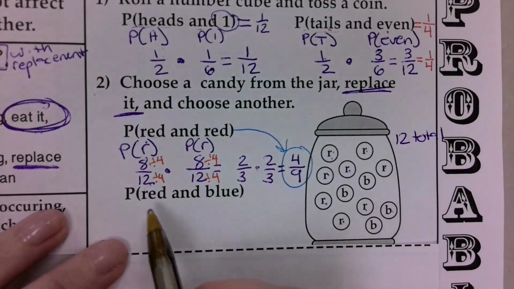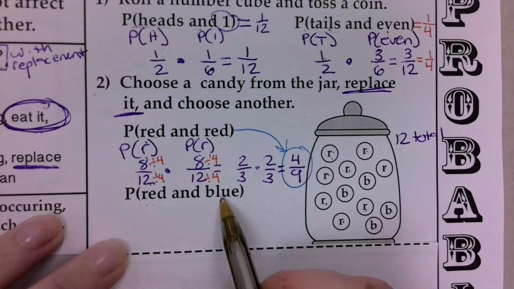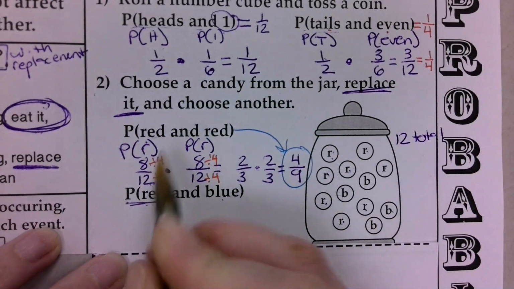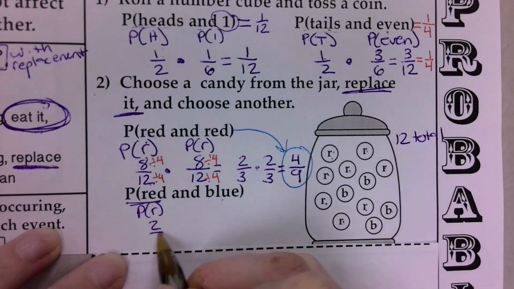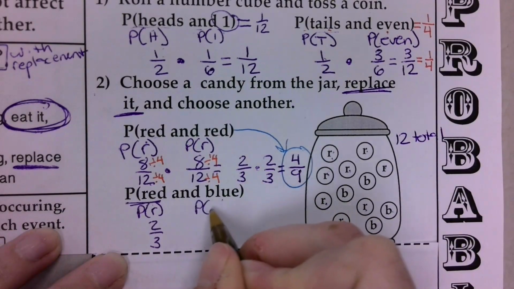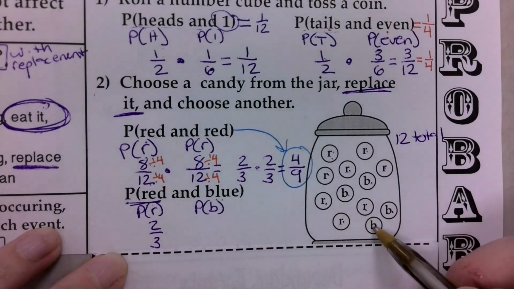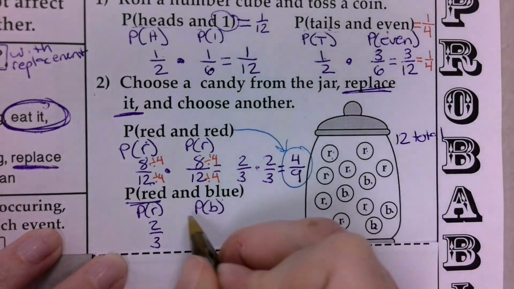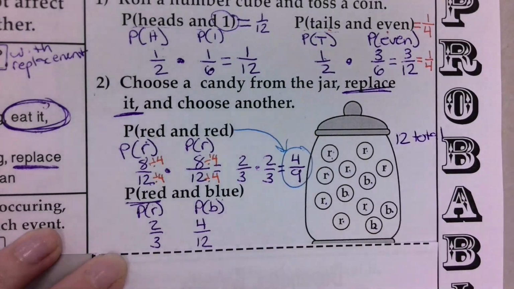Now they're asking what would be the probability of picking a red, putting it back in, and then picking a blue. We already know the probability of a red is 2/3 simplified, but now we just need the probability of a blue. There are 1, 2, 3, 4 blues out of 12 possibles. So we have 4 out of 12.